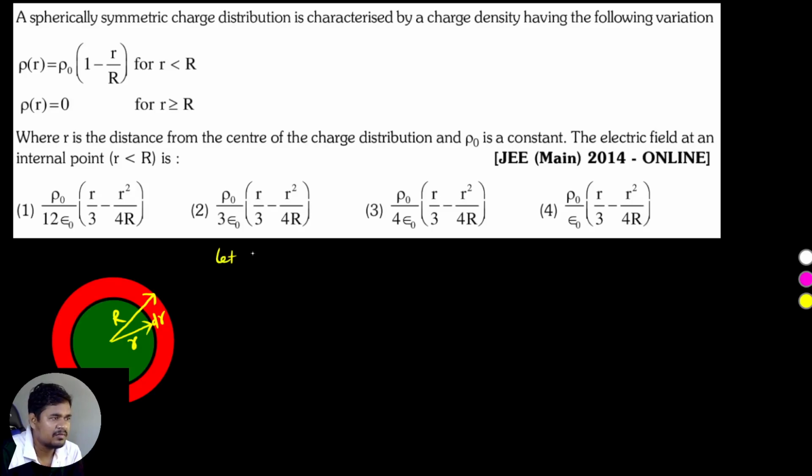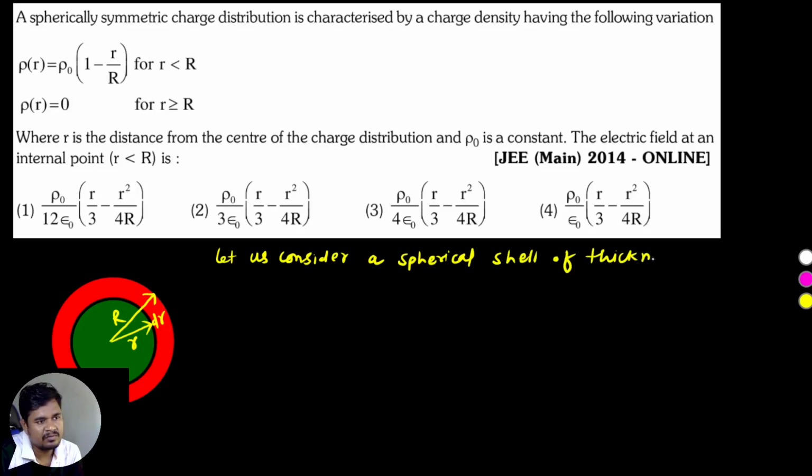So let us consider a spherical shell of thickness dr and radius r. If I write dV, the volume of this strip, why am I writing dV here? Because rho is given. In this small dr, we can assume rho to be constant, and so we can calculate the charge on this strip, and then we can integrate.